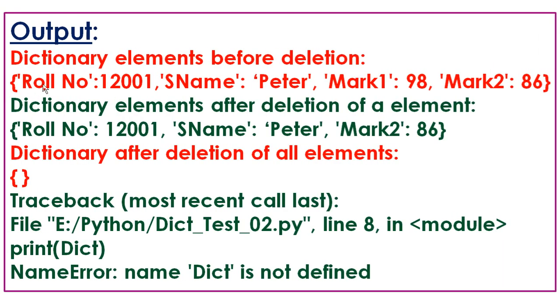Dictionary elements before deletion: all the elements are here: roll number, name, marks 1, marks 2. Dictionary elements after deletion: here the dictionary is printed except the value of mark 1, because it is deleted by using the command del dict of mark 1. After the deletion of all elements, we get the empty dictionary here. After the deletion of the entire dictionary, we get the error message, dict is not defined. That means dict is deleted.